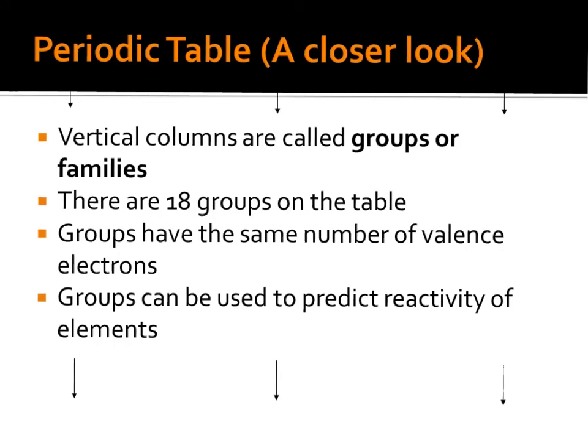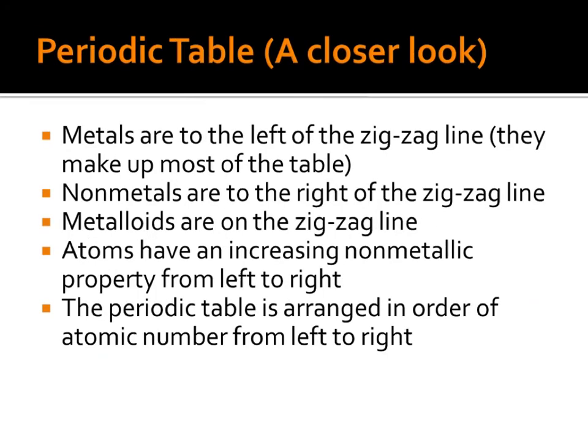The groups can also be used to help us predict how reactive the elements are. And that basically means how the elements interact with each other when they're put together in compounds. Because of the way the elements are arranged, they naturally have lots of things in common based on their location on the periodic table.